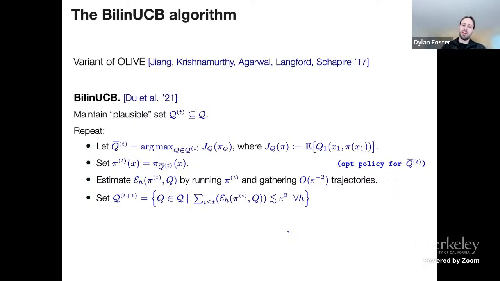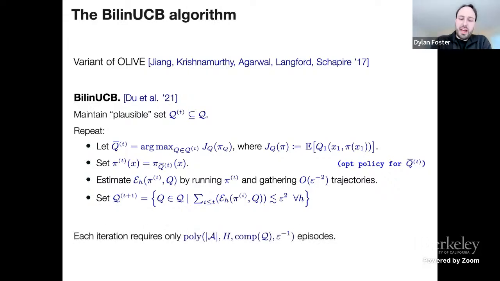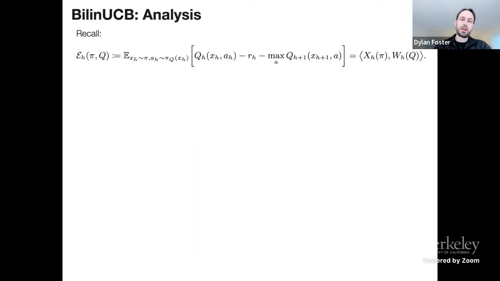Okay, but to summarize, each iteration of this method is going to have sample complexity that's polynomial in all the parameters we care about. So we just need to control how many iterations this takes before we have an optimal policy, or before our regret starts shrinking. Okay, and I'll quickly walk through the analysis here.